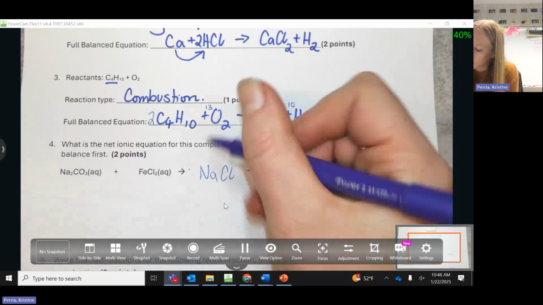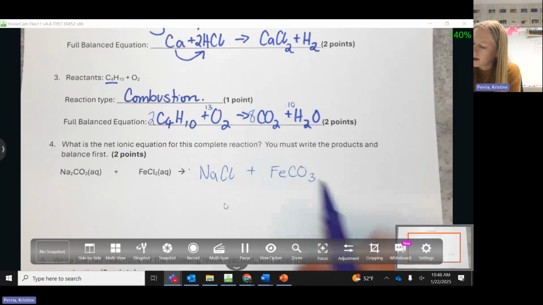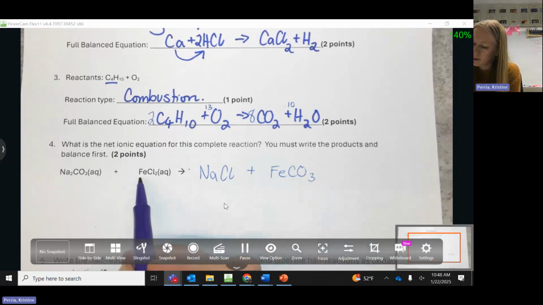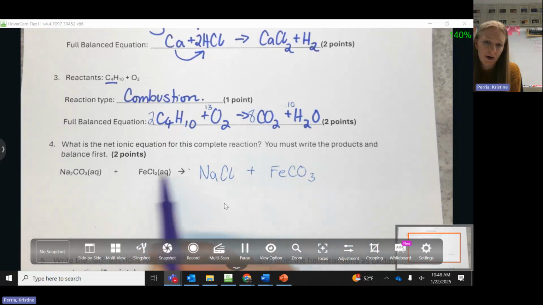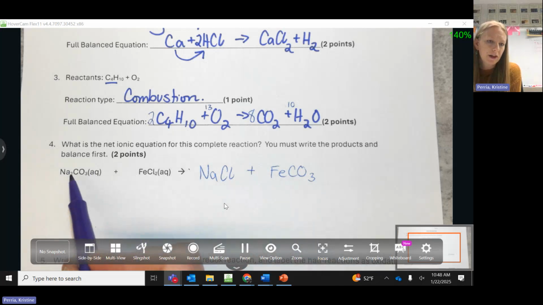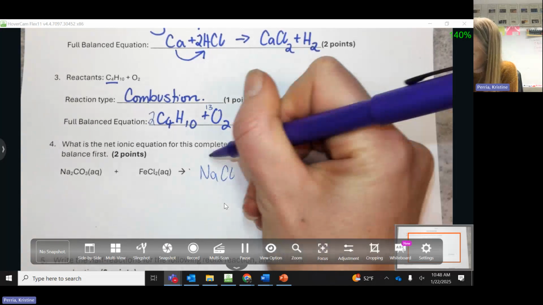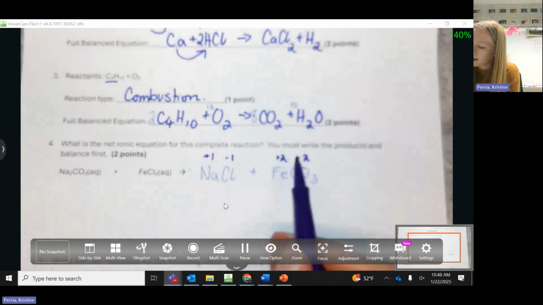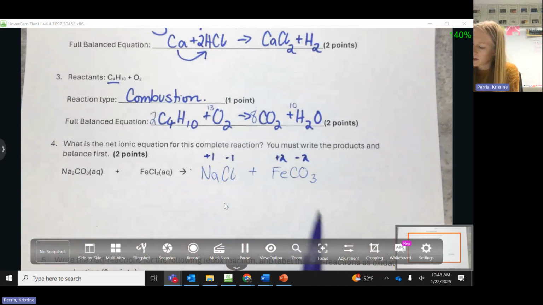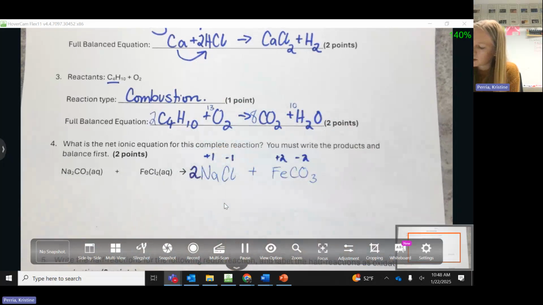Now I need to crisscross my charges. I know Na is +1, Cl is -1, so that one's good to go. So it's a little trickier. Fe has to be 2+ because it was with 2 -1s, and CO3 has to be a -2 because it was with 2 +1s over here. So this is +2, -2, +1, -1. So they all equal 0, so we actually don't need any subscripts or anything. Now we need to balance. We have 2 chlorines and 2 sodiums, so I'm going to put a 2 here.